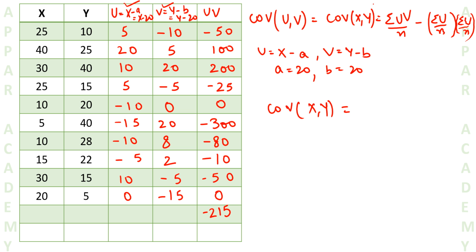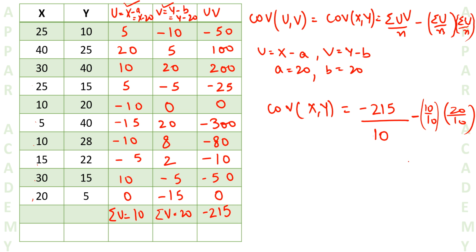Then we need sum of V upon N. So summation V is minus 10 plus 5 minus 5 minus 5 plus 20, 15, 15 minus 5, 10, 10 plus 20, 30, 38, 40, and then 40 minus 20, which is equal to 20. So summation V is equal to 20. And similarly summation U is equal to 10. Now let's put in the values. Summation UV is minus 215 upon N. What is N? N is 1, 2, 3, 4, 5, 6, 7, 8, 9, 10. We have 10 observations. So minus 215 upon 10 minus summation U upon N, which is 10 upon 10, into summation V upon N, that is 20 upon 10.